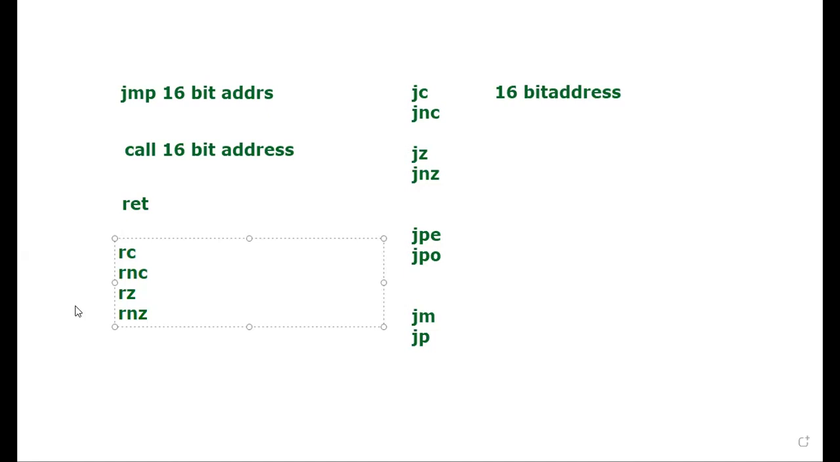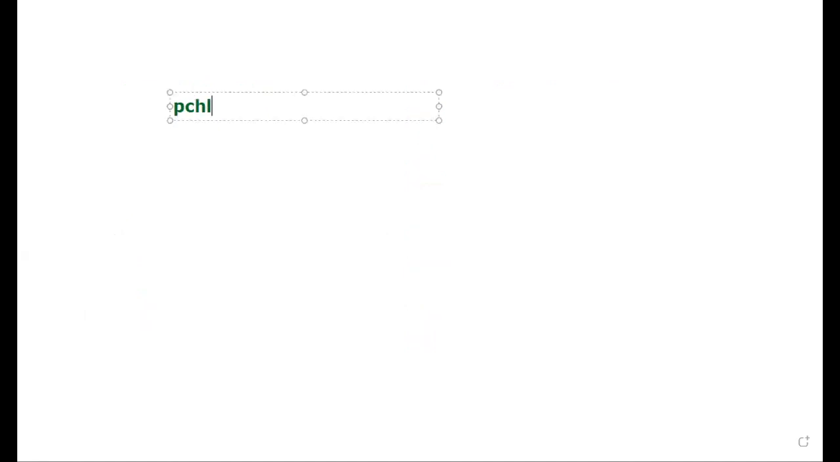PCHL is also called a branching instruction. In PCHL, the contents of HL are copied into the program counter. The program counter always has the address of the next executable instruction. So if HL is 7500, then with PCHL the program counter will become 7500 and the next instruction at 7500 will be executed.